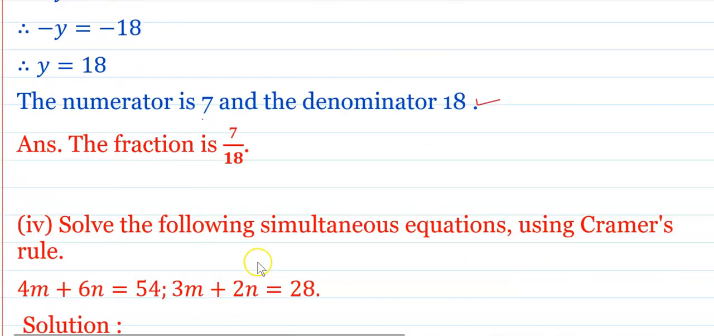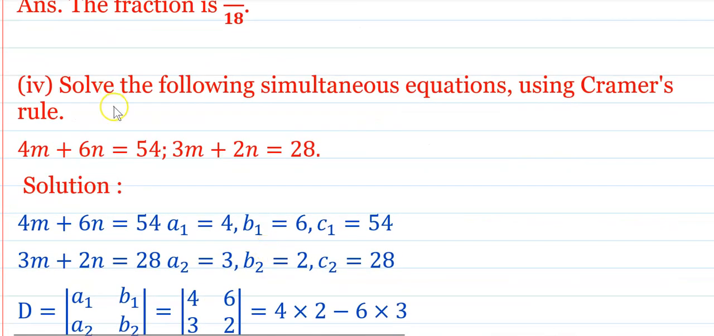Okay. Next example. Solve the following simultaneous equation using Cramer's rule. Okay. 4m plus 6n is equals to 54. 3m plus 2n is equals to 28. Now comparing this equation with what is that standard equation? A1m plus B1n is equals to C1.